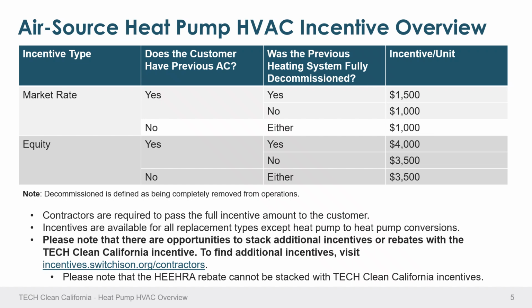We also want to remind you of a few key rules regarding incentives. Contractors must pass 100% of the incentive to the customer. This can be done at the point of sale as an instant discount, or as a delayed pass-through after you have received the incentive amount from Tech Clean California. Incentives are available for all replacement types except heat pump to heat pump conversions. Lastly, there are opportunities to stack additional incentives with the Tech incentive. To find additional incentives, visit incentives.switcheson.org/contractors.